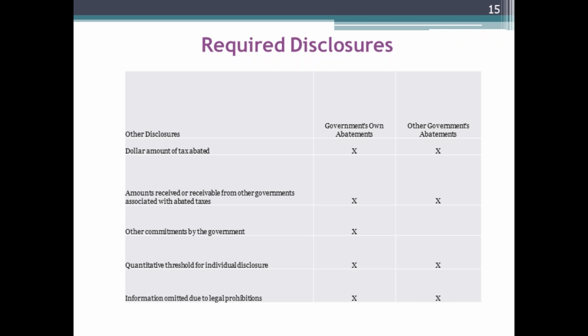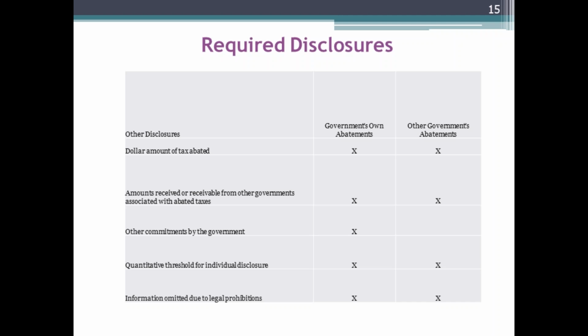The last two items: the quantitative threshold for individual disclosure. If your counties or your city enter into several agreements, you can individually disclose those, but you have to decide on a threshold. Anything over $100,000 you're going to disclose individually, and everything else you'll aggregate. For the most part, unless you're a larger district, you may not have a lot of individual disclosures. You may be aggregating by type of tax that's abated.